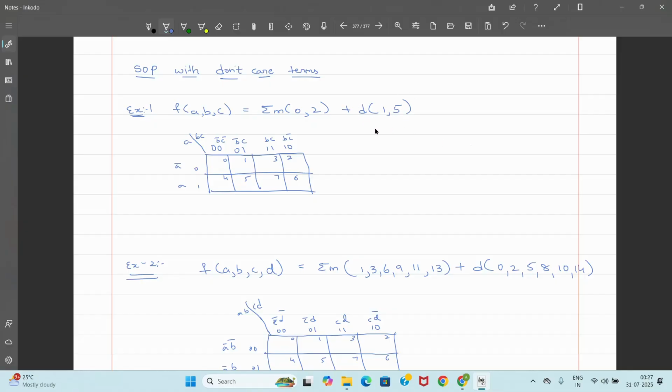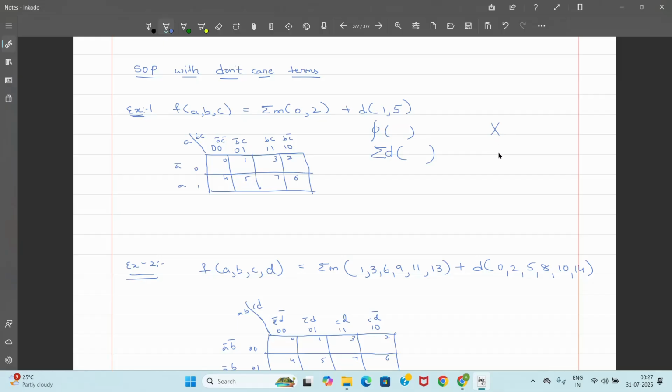In some examples, they might also give it as phi of something, or in some examples, they might also write it as summation D of some numbers. Okay. So this part is called as don't care conditions, right? Don't care conditions are usually written or represented by X in the K map. Just like how you have binary numbers, zeros and ones, right? The don't care terms are represented with an X.